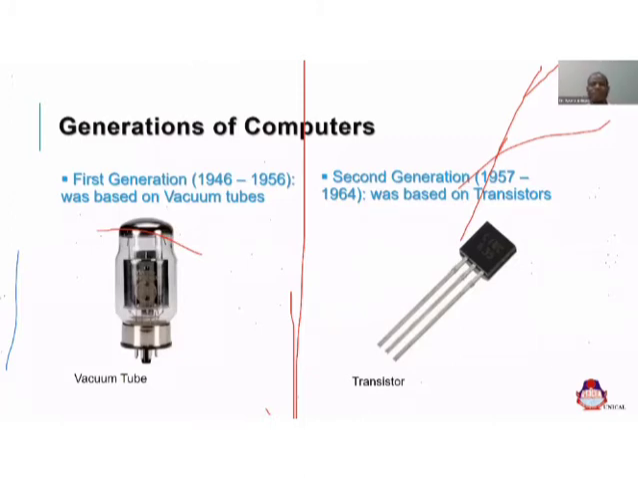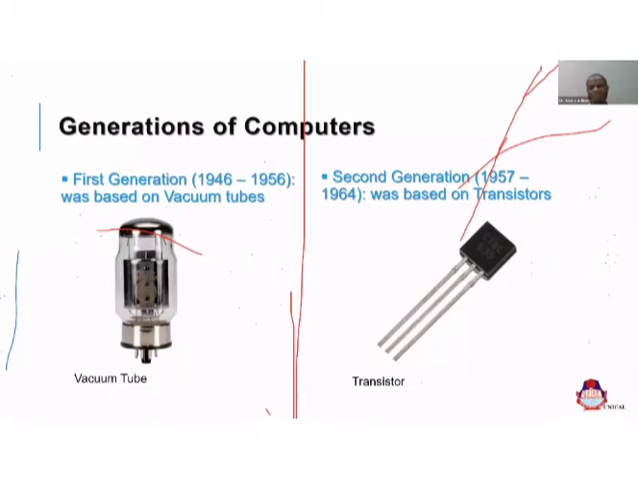The transistors were like 1/18 of the size of a vacuum tube, if not more. So the advent of the second generation of computers based on transistors reduced the size of computers drastically, making them smaller as compared to the first generation of computers.